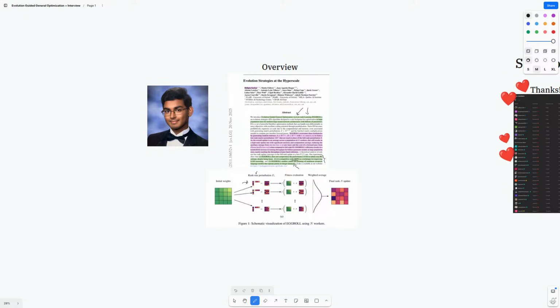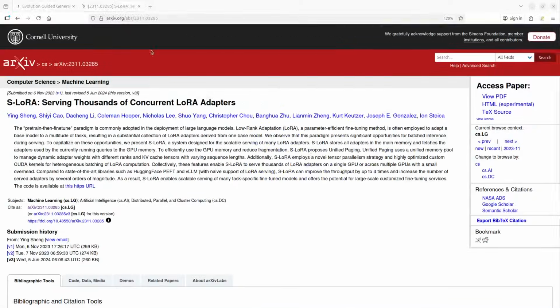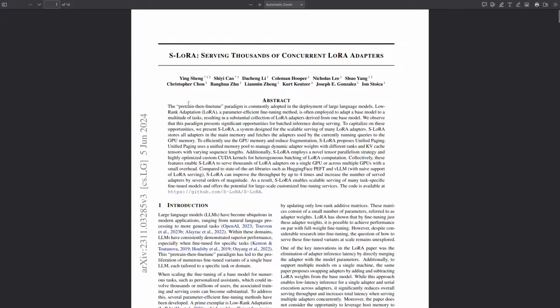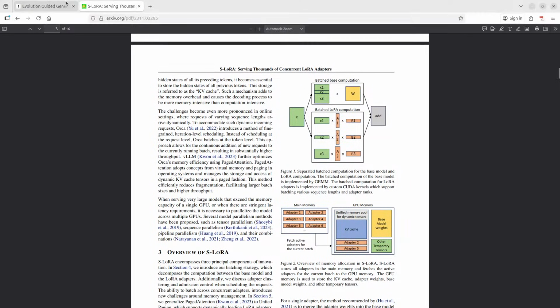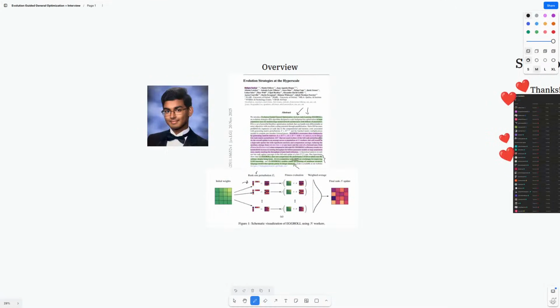You said once, we have a question here, to check out the LoRA paper. Oh, I think I've never seen that LoRA paper. Oh, is this the one you're talking about? Thirteen thousand concurrent LoRA adapters, pre-training, then fine-tuned paradigm is commonly adopted. Okay, so yeah, it kind of looks a bit similar in terms of how it's shaped. Nice. I'll take a look at it, definitely.